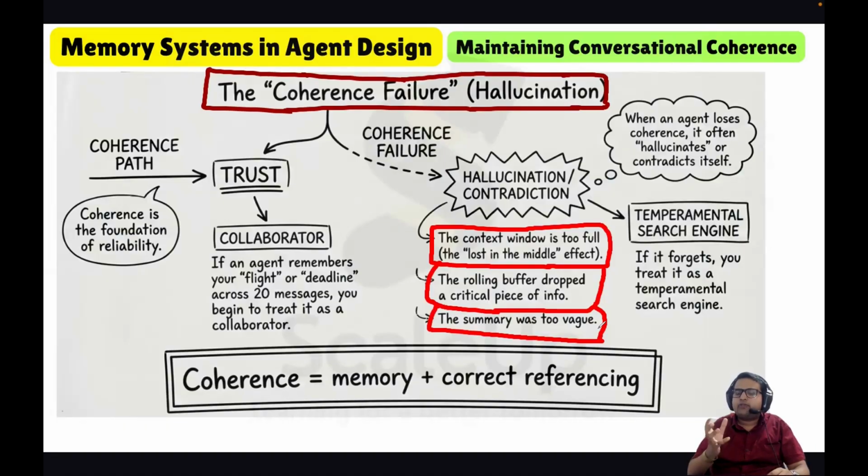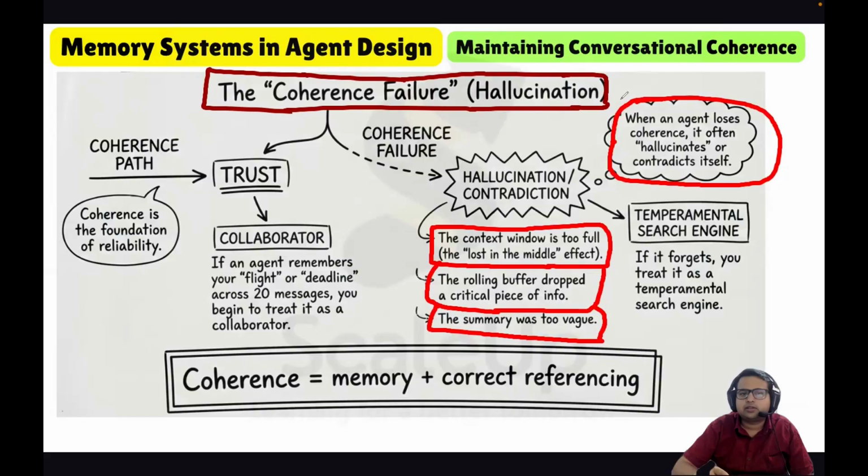But what if the summary was too vague? In that scenario also, very sensitive and important information is forgotten by the agent, and because of that it can hallucinate and contradict. So whenever an agent loses coherence, it often hallucinates or contradicts itself. Coherence is the foundation of reliability. Coherence is trust. If you want to build trust in your agentic AI system, then we have to take coherence very seriously, because coherence is equal to trust.